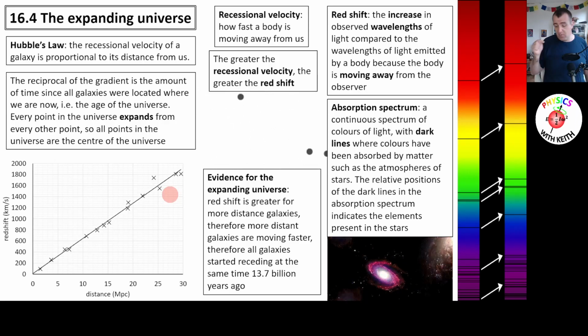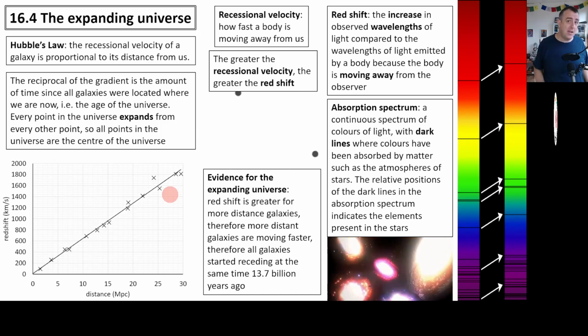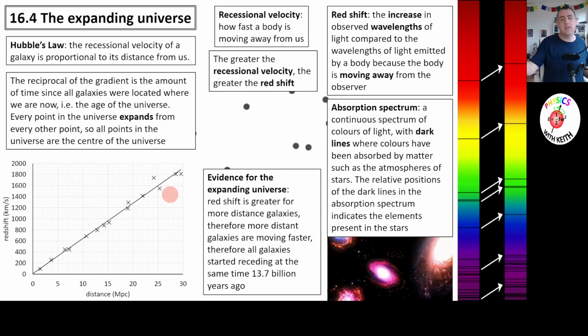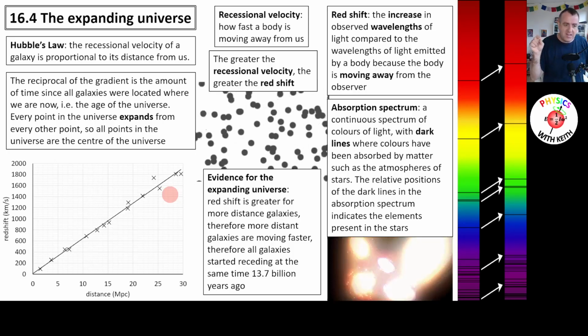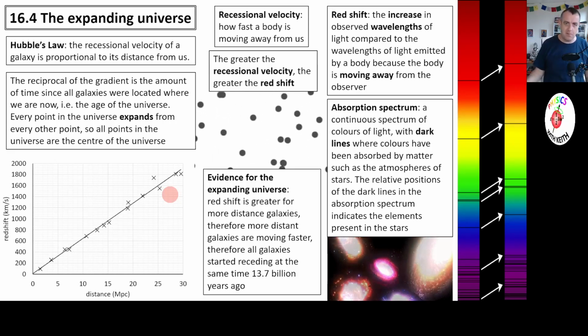Andromeda, for example, is a nearby galaxy. The space between us and Andromeda is expanding, but Andromeda is still getting closer to us because even though the space is expanding, Andromeda is moving towards us faster than the space between us is expanding.